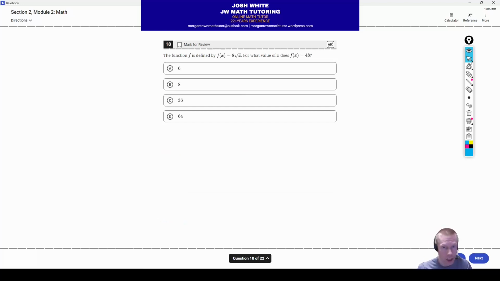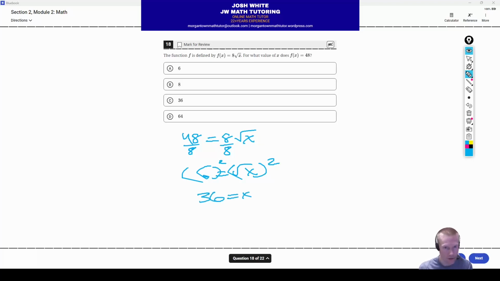Next, we have another function. This one, though, is a radical function, and they want to know what's the value of x when it's equal to 48. In other words, when y is 48, what is the x value? So if you want to do it by hand, you could just set 48 equal to 8 root x, divide by 8. 6 equals the square root of x. And by now, hope you recognize, what number when you take the square root of it do you get 6? Well, it's just going to be 36.